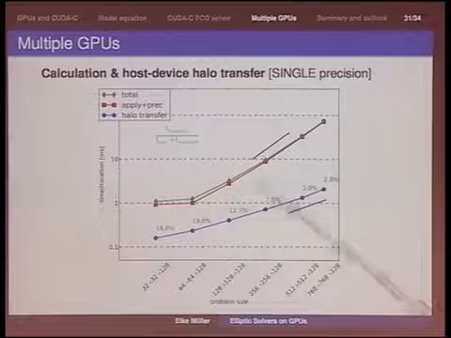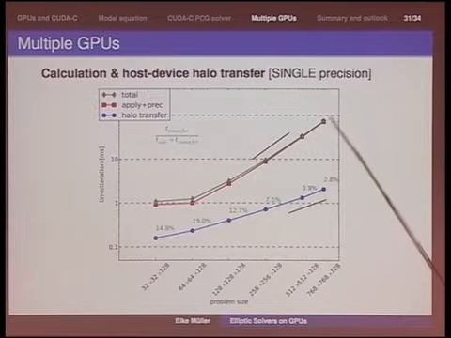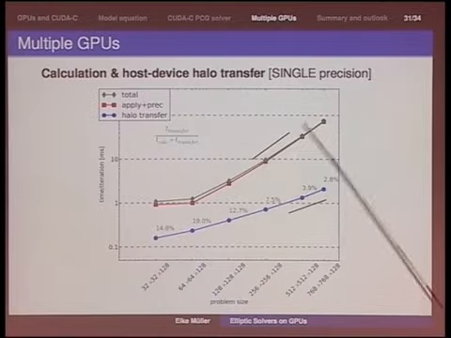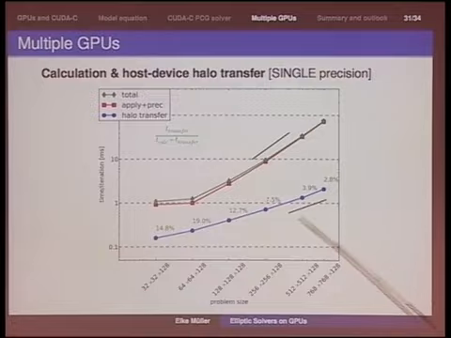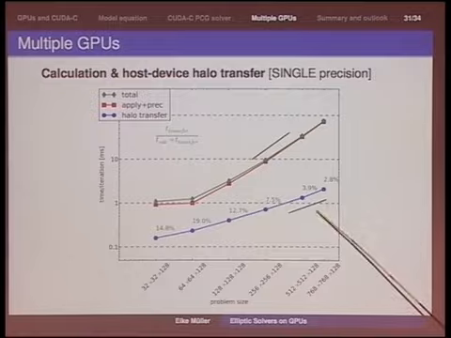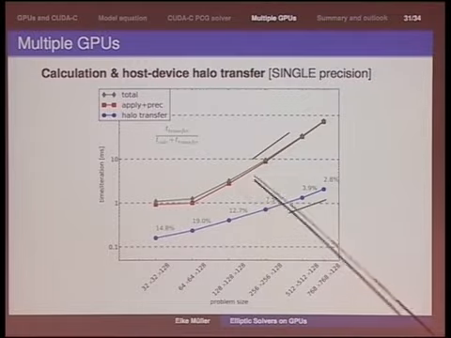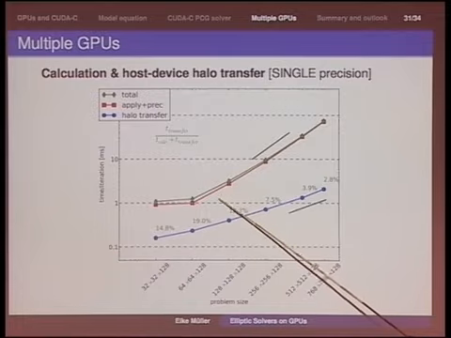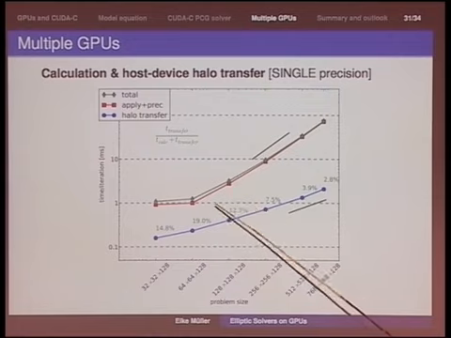And when you look at these slopes here, again, this is logarithmic. When you look at the slope for the total time and for the apply, this is linear. And if you look at the slope for the halo transfer as a function of the problem size, this is a square root. And then I also plot the green one is the total time and the red one is the computation.